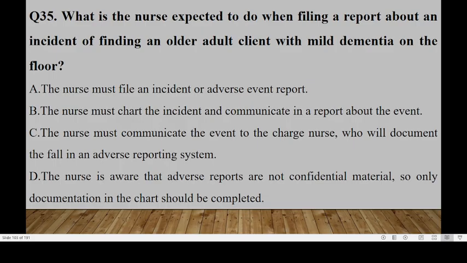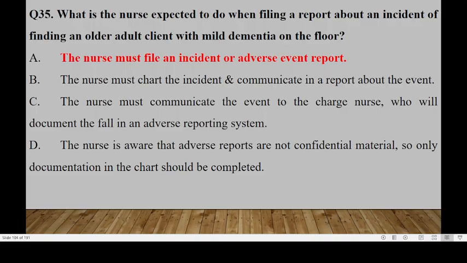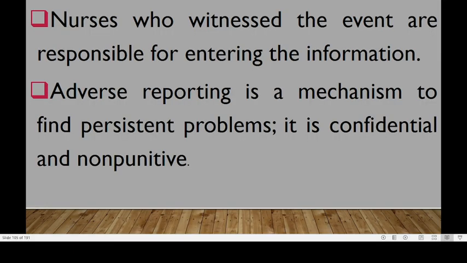What is the nurse expected to do when filing a report about an incident of finding an older adult client with mild dementia on the floor? The nurse must file an incident or adverse event report. Nurses who witness the event are responsible for entering that information. Adverse event reporting is a mechanism to find persistent problems, and it is confidential and non-punitive.